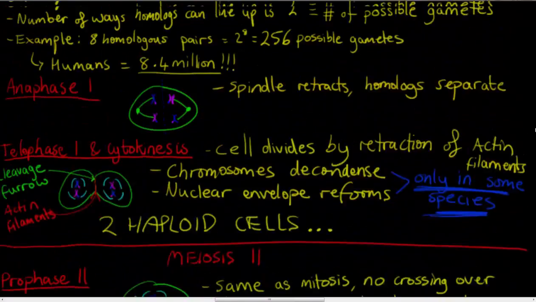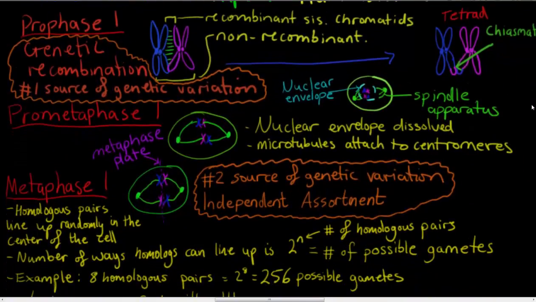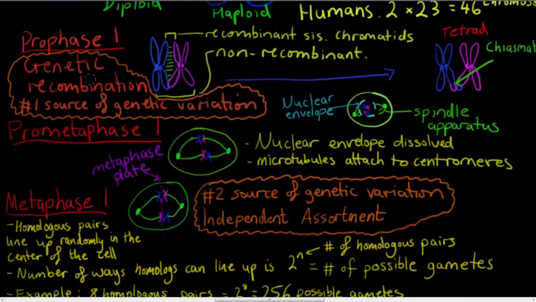Let's recap. Crash course, let's just run through this quickly. Prophase 1, genetic recombination, the formation of the tetrad and the chiasmata. The nuclear envelope breaks down, spindle apparatus begins to form. Remember, the crossing over occurs between recombinant sister chromatids, and this is the number one source of genetic variation.